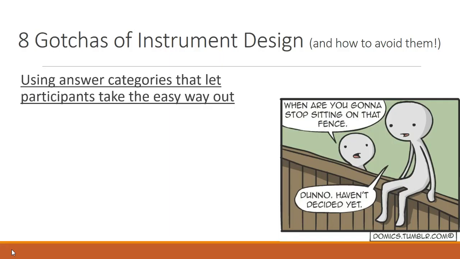Another gotcha that you'll learn to avoid is using answer categories that let participants take the easy way out. We all know that there are people out there who are kind of sitting on the fence when it comes to some issues, people who may be undecided. There are also people who don't want to think too hard sometimes about what their opinion really is or what they really think the facts are.